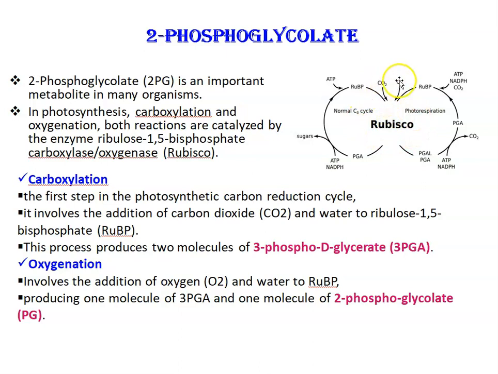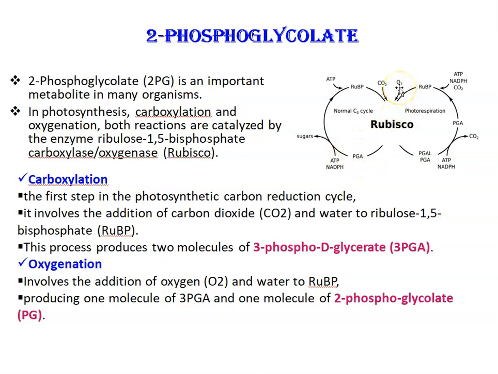carboxylation, and oxygenation. Carboxylation is the first step in the photosynthetic carbon reduction cycle, right? It involves the addition of carbon dioxide and water to ribulose 1,5-bisphosphate. And this process produces 2 molecules of 3-phosphoglycerate, that is 3-PGA, right?